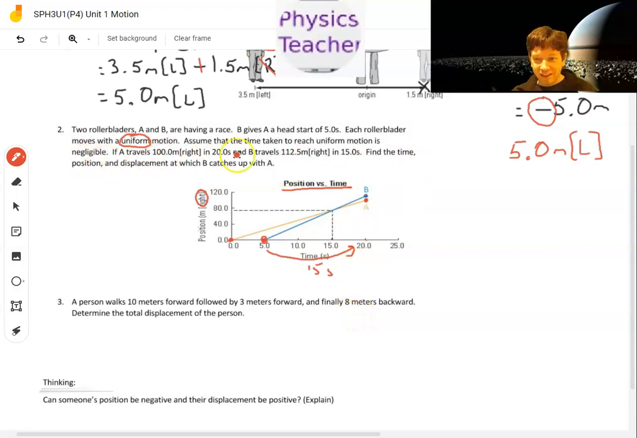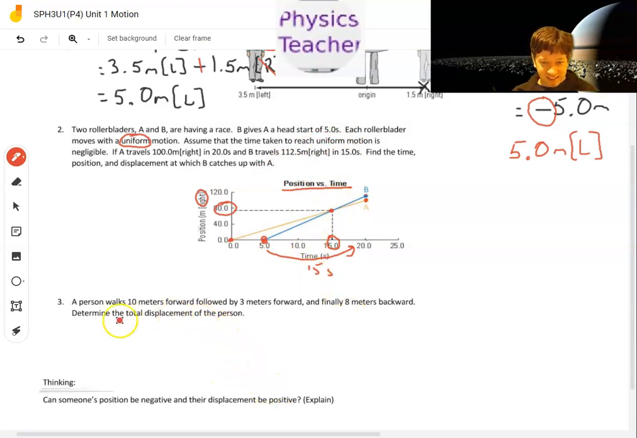And then it says, find the time, position, and displacement at which B catches up with A. So B catches up with A right here where the lines intersect. At that point, their positions are the same. And it happens right here at 15 seconds, and right here just under 80 meters. Okay, so we're not going to come up with an exact answer. We'll learn about the algebra a little bit more later. But for now, I want you to understand a position time graph and how it looks. And we are going to do more work with position time graphs over the next week or two.